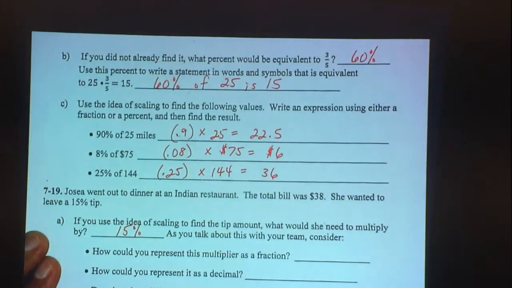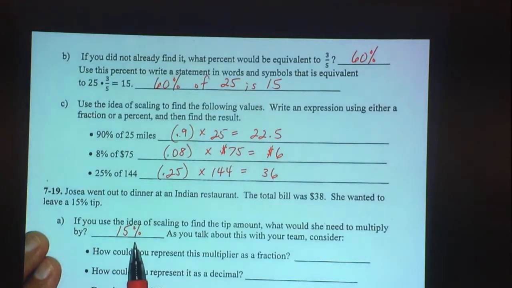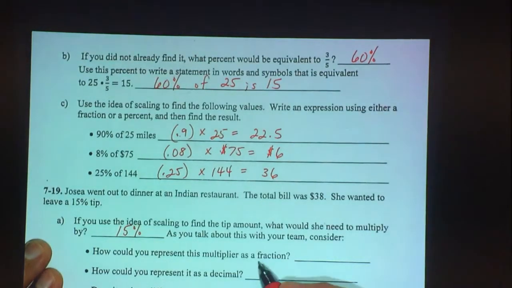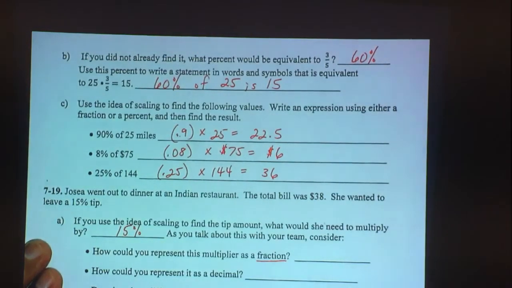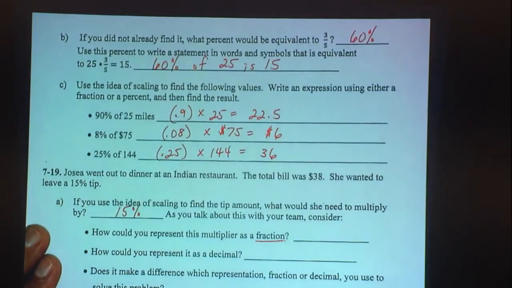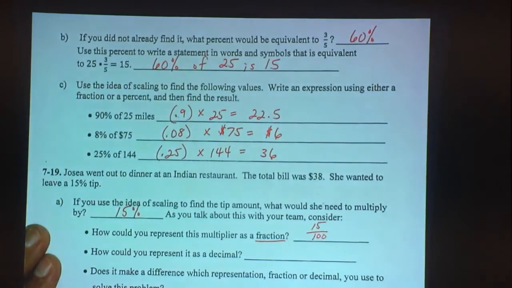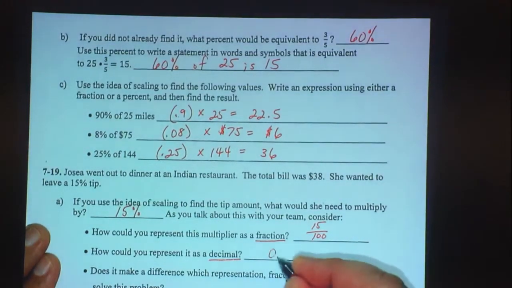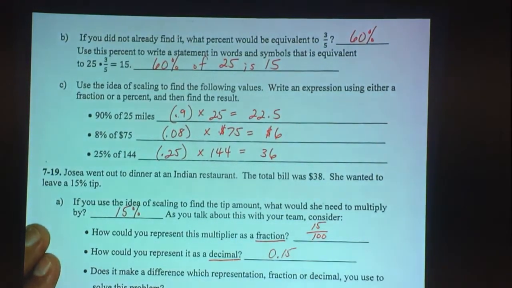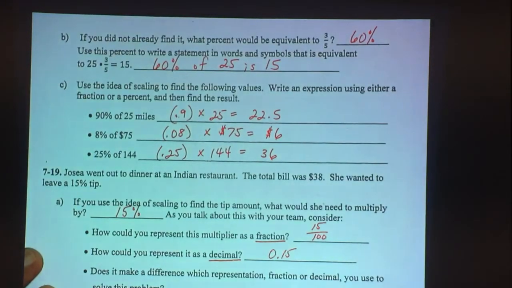Well, she would need to multiply by 15%. Okay, so 15% is it as a percent. But what would 15% look like as a fraction? What does percent mean again? Out of 100. So I'm going to do this, but you know what? I'm not going to reduce it. Okay? And then what does 15% look like as a decimal? Okay, but you don't have to have the 0 in front of the decimal.